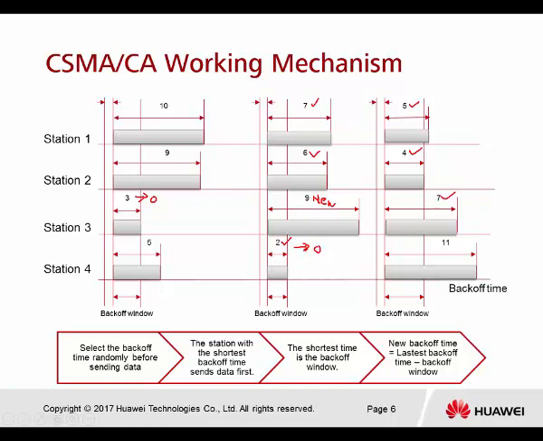And I just finished forwarding all my frames, and I'm going to generate another new number. My new back-off window is 11. So they follow this way, taking turns and queuing for data transmission. This is called the back-off window.